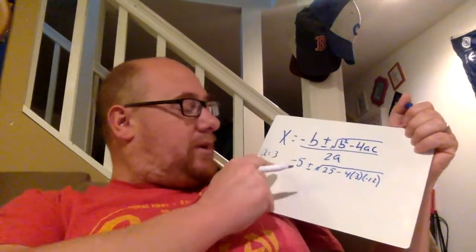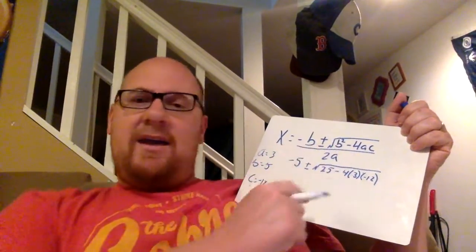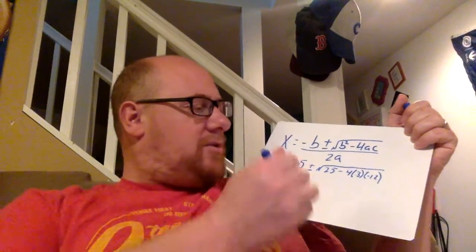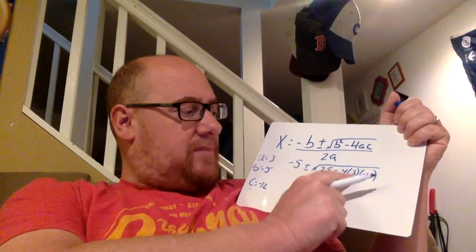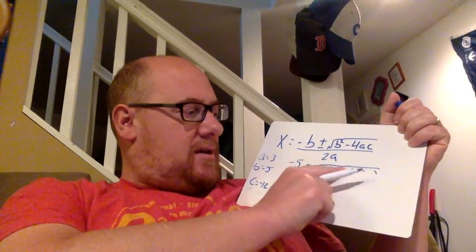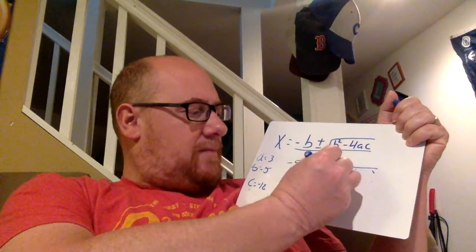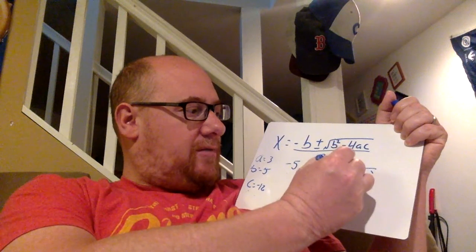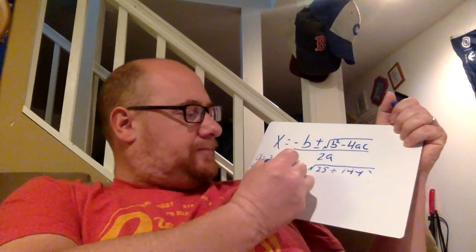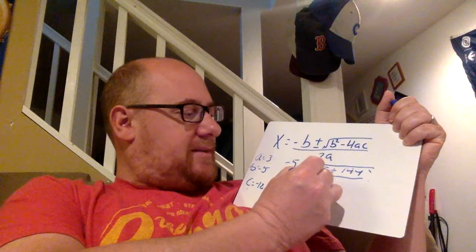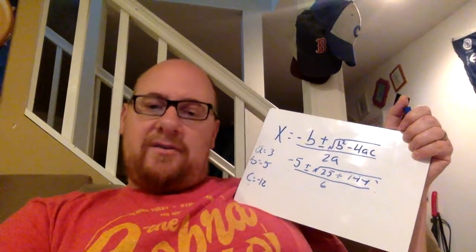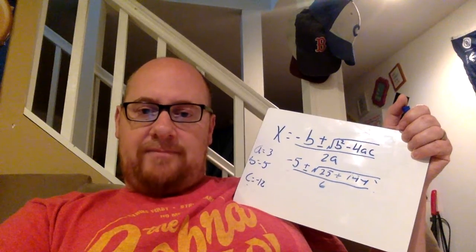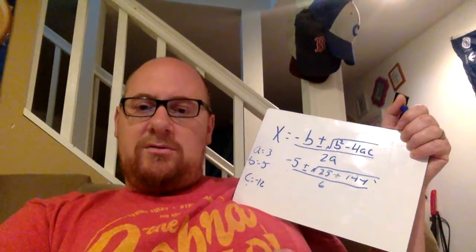And guys, we could plug in 3 for a, but 2 times 3 is 6, so if you want to do that right away, go for it. So negative 4 times 3 times negative 12 is a positive 144. Divided by 6. All we did was plug things in and solve. That's it.